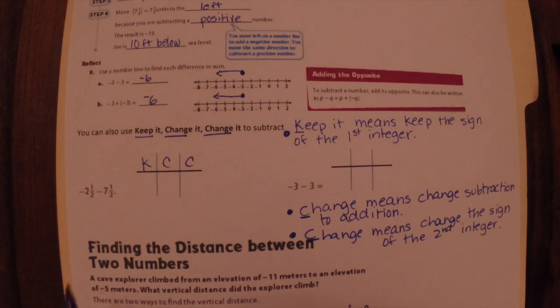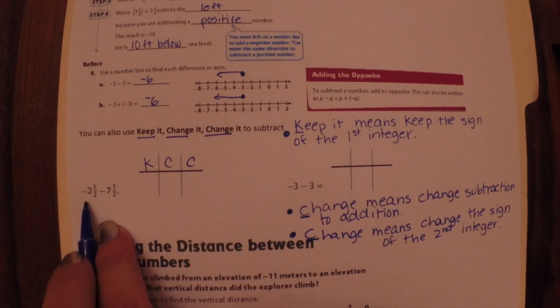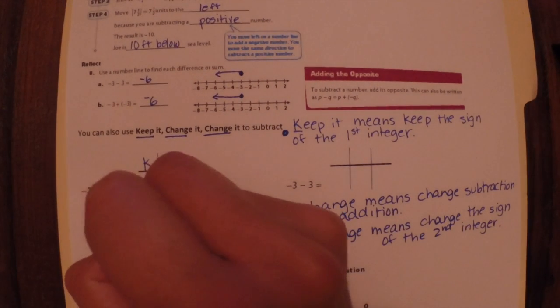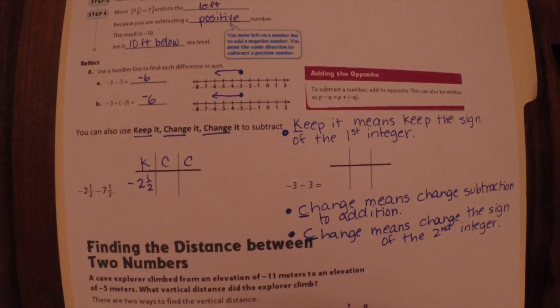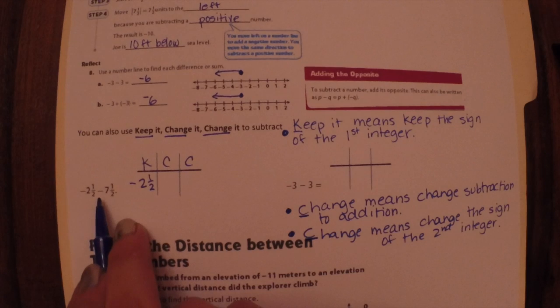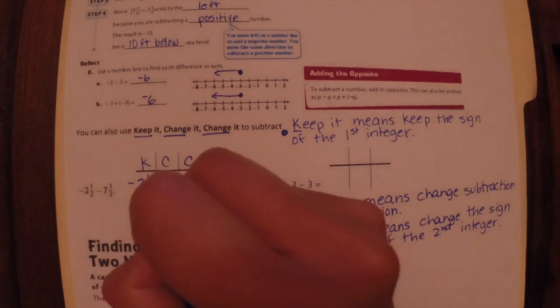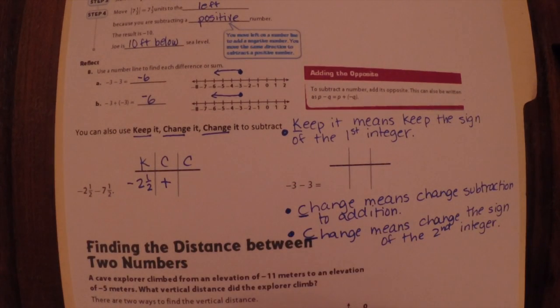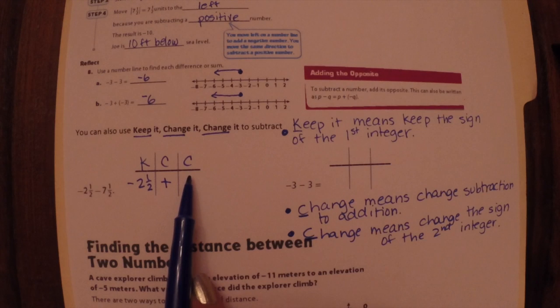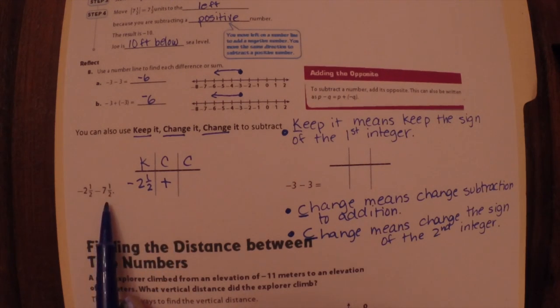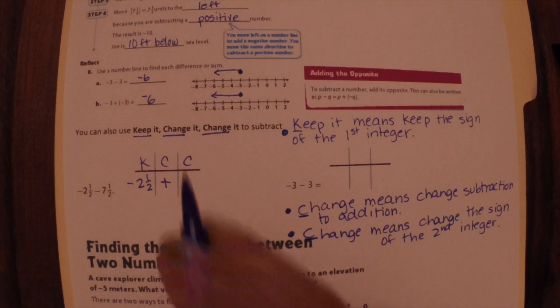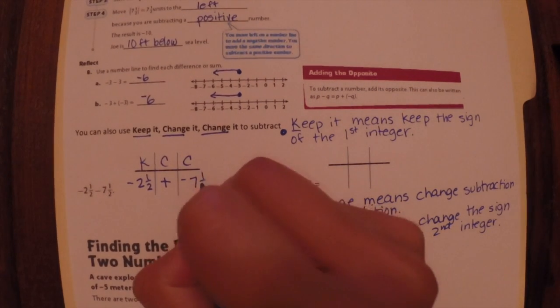Okay, keep it means I'm going to keep the sign of the first integer. Well, the first integer is -2.5. I'm going to keep it that way. The first C means change subtraction to addition. So I'm going to change this subtraction sign to an addition sign. And the last C means change the sign of the second integer. So it was a +7.5, but now I'm going to make it a -7.5.